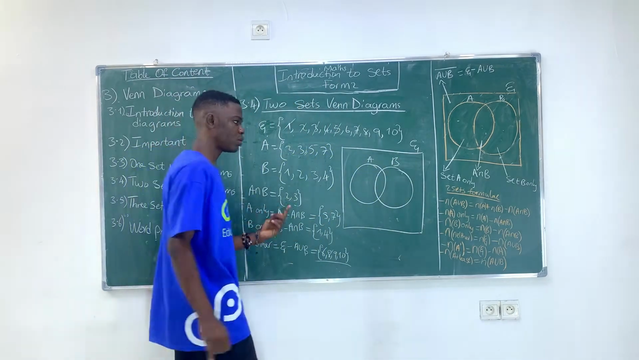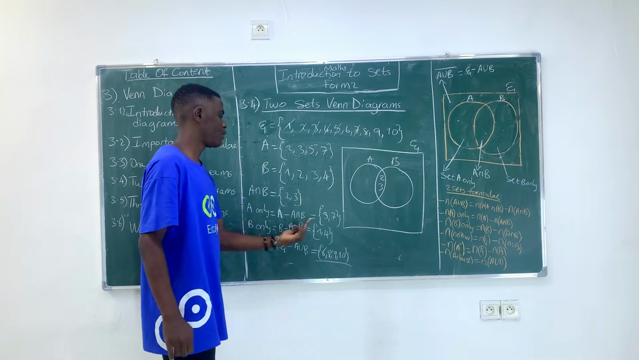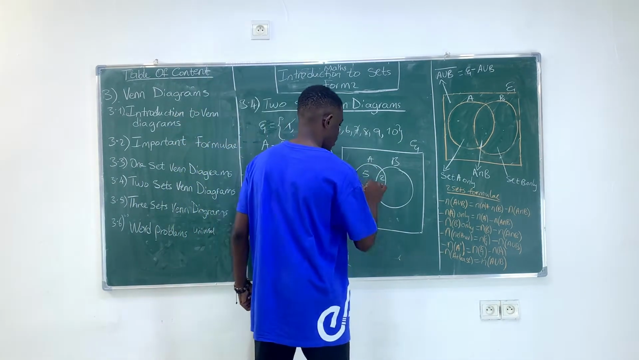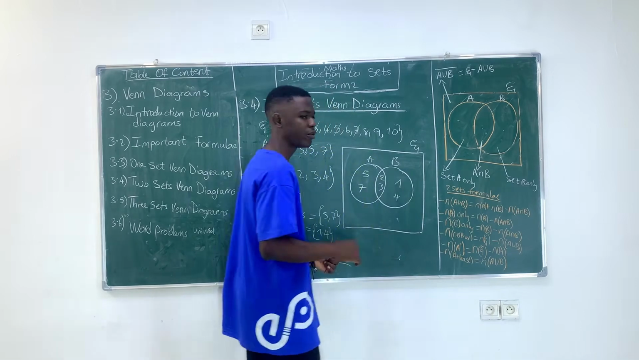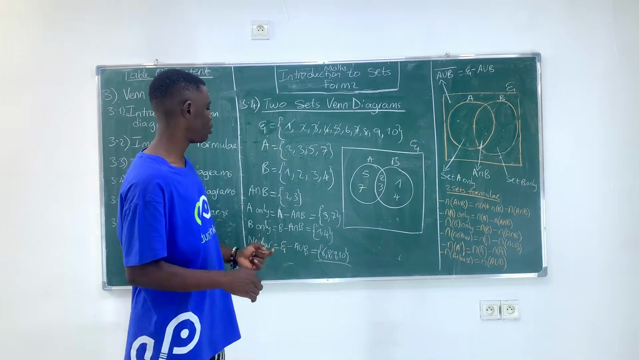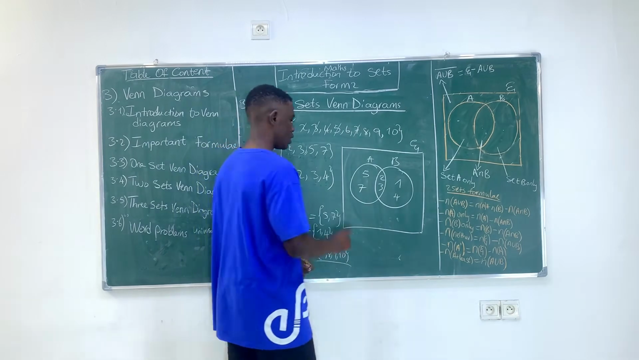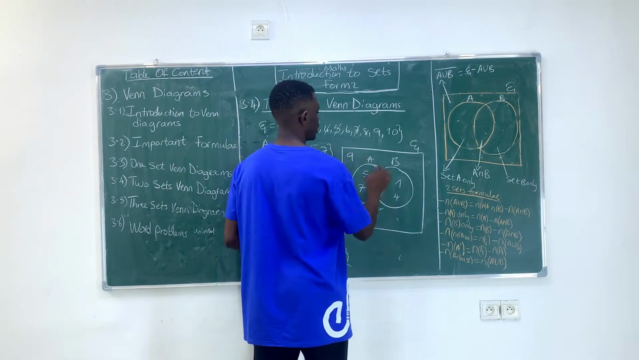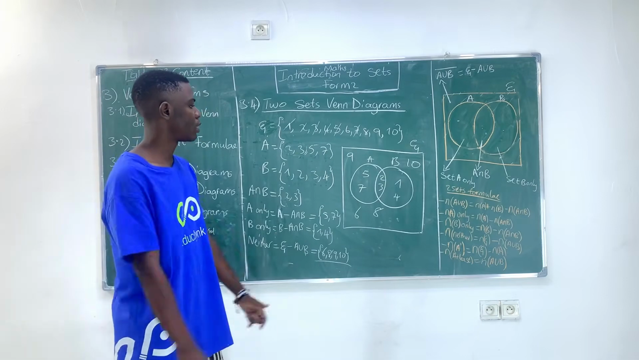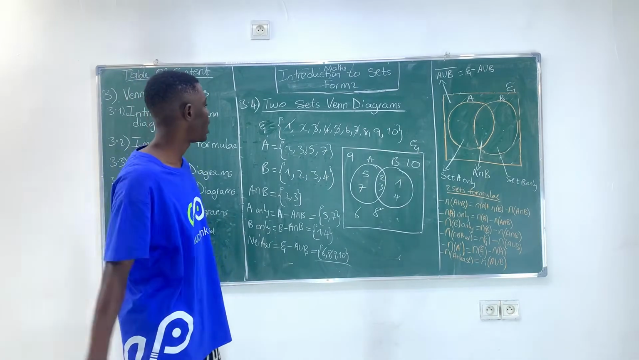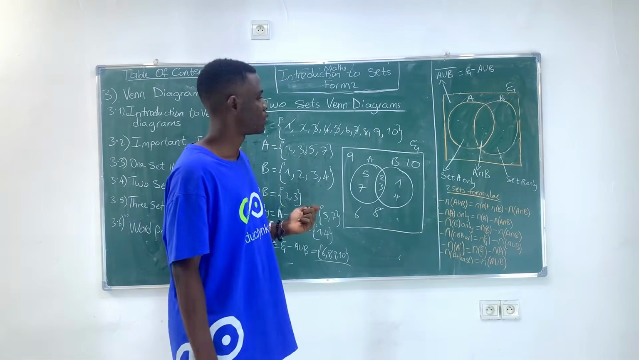A intersection B, I have 2 and 3, so I write my 2 and my 3 there. A only, I have 5 and 7, so in A only I write my 5 and my 7. B only, I have 1 and 4. B only is this part here, so I write my 1 and my 4. Now neither A nor B means not here, not here, not here. It is outside. I have 6, 8, 9, 10. I am done. When you write, make sure that all of the elements of the sets are in the Venn diagram. There should not be any elements left behind.